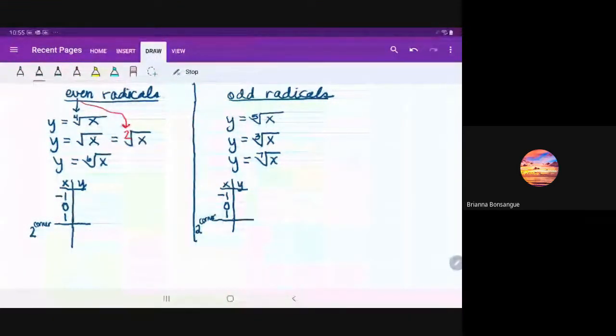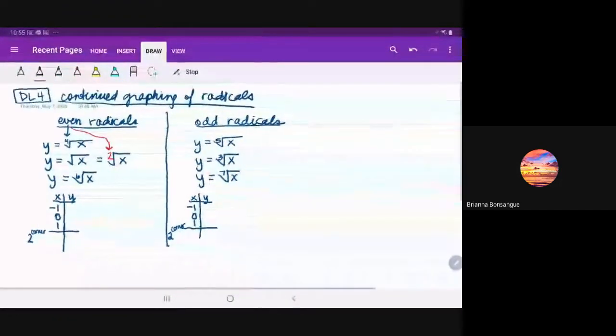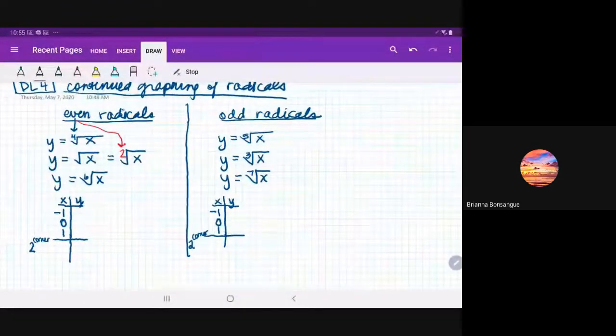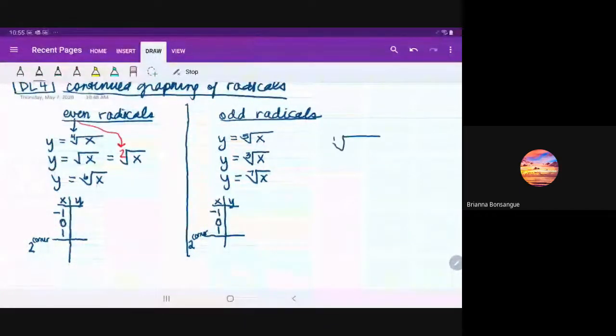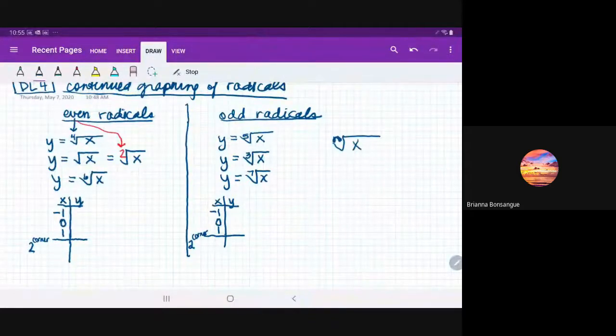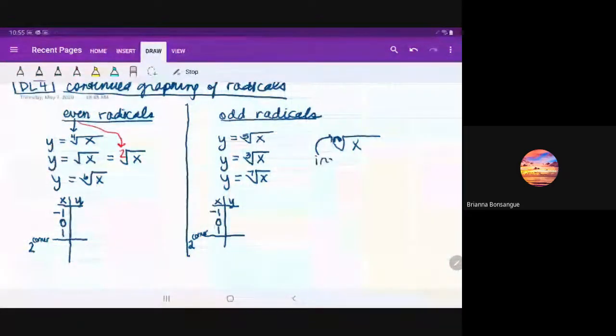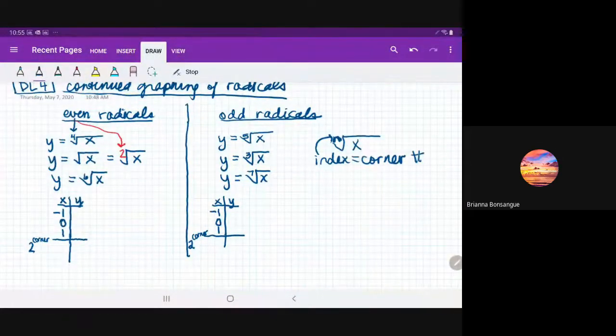Now the corner number actually has a name. We can write it over here on the right. If you put an n in the corner, this n is called the index. This is the corner number, called the index of the radical. So we're going to put 2 to the corner number, and then also the opposite of that one.